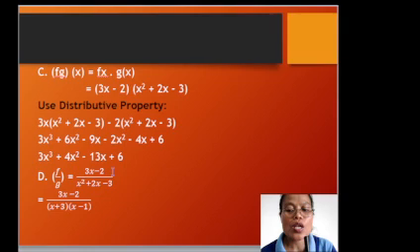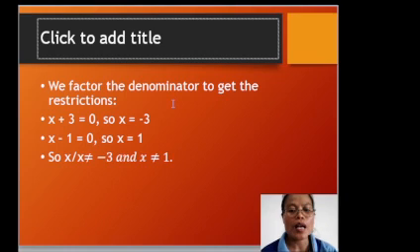And the quotient is just copy the whole function. We have 3x minus 2 divided by x squared plus 2x minus 3. And we factor the denominator. We have x plus 3 and x minus 1. Now we factor the denominator to get the restrictions. So x plus 3 is equal to 0. So x is equal to negative 3. And the other one is x minus 1 equals 0. So x is equal to 1. So the domain of that given function is x are all real numbers except negative 3 and positive 1.